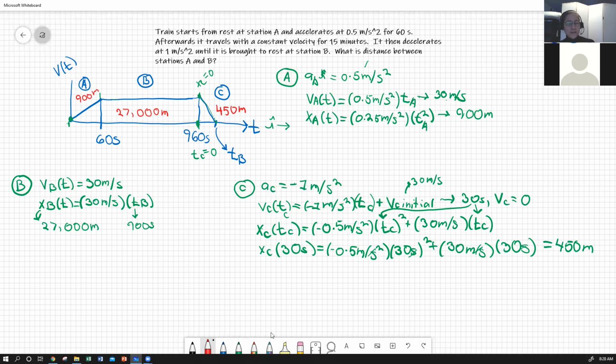So distance total. Distance traveled in A plus distance traveled in B, so that would be your total interstation distance.